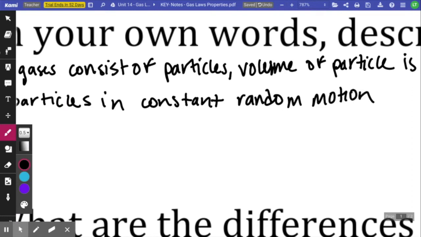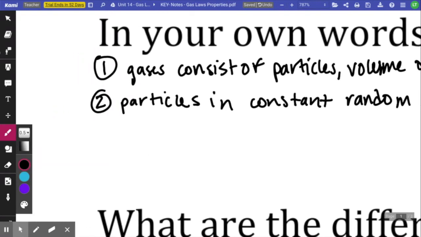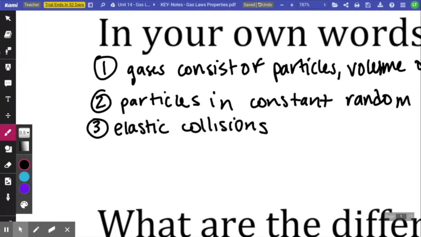Which causes them to exert pressure. Number 3, we say that our particles, when they do collide, have elastic collisions. What that means is that when they collide, they just bounce off each other and no energy is lost in our reaction.